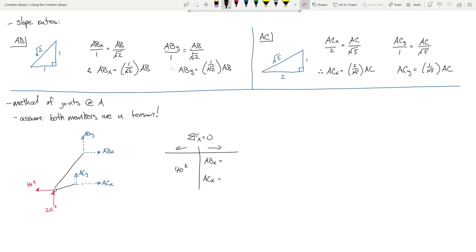But didn't I already come up with other ways to rewrite these? Didn't I already say that ABX is 1 over the square root of 2 AB, and this is 2 over the square root of 5 AC? So shouldn't I go ahead and just substitute that now? So, what I've got is 40 kips equals this. And I'm going to call this equation 1.